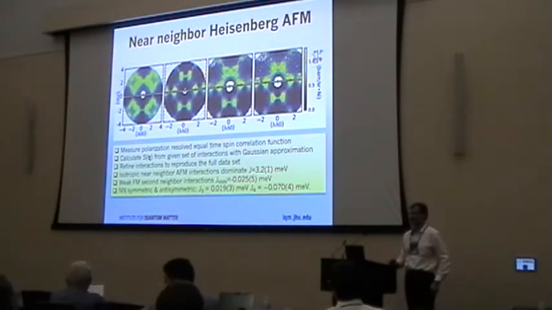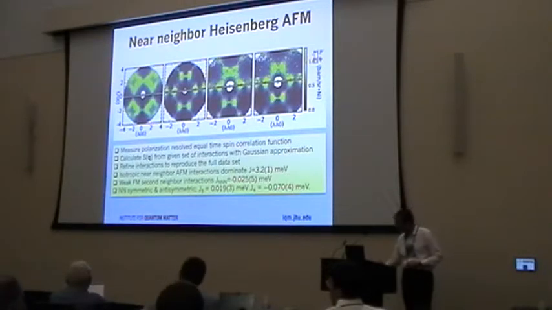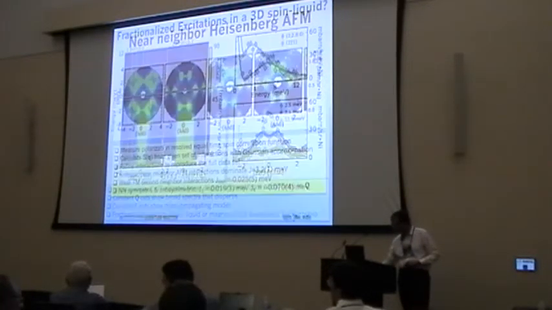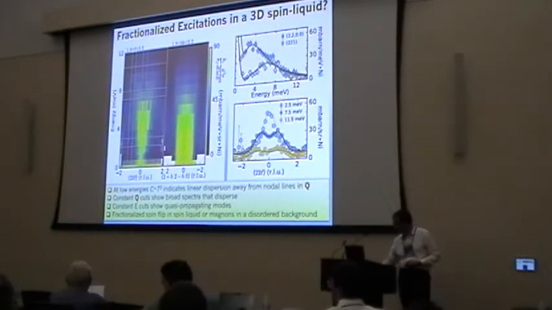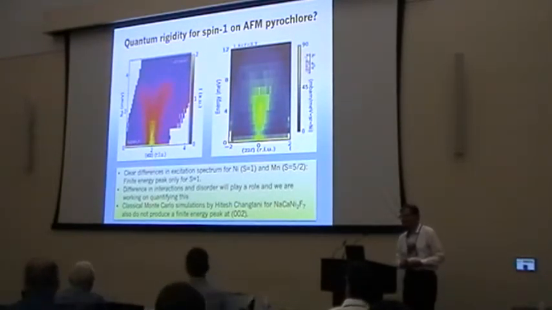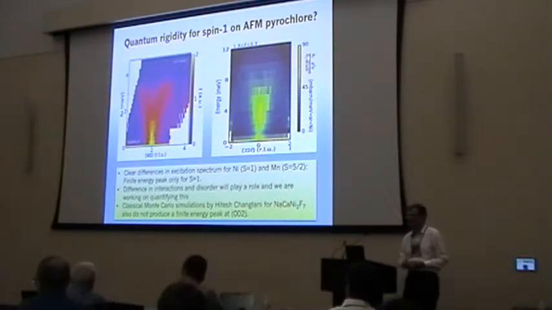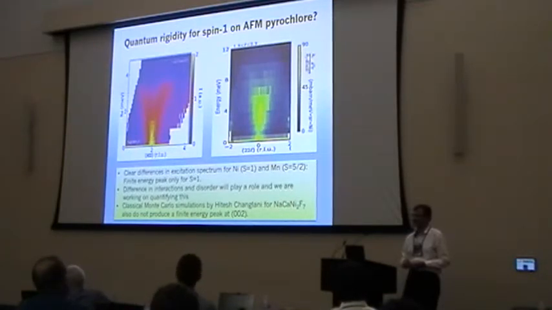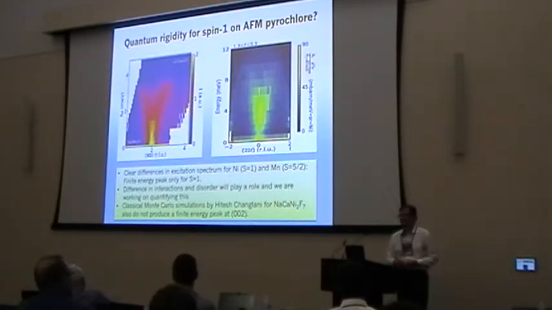The nickel inelastic data is a little bit reminiscent of a Haldane type gap spectrum of something like cesium nickel trichloride. I was just wondering if you were thinking along, of course that's a one-dimensional system, but nickel is spin one. I was just wondering if you were thinking in terms of Haldane-like gaps or such.